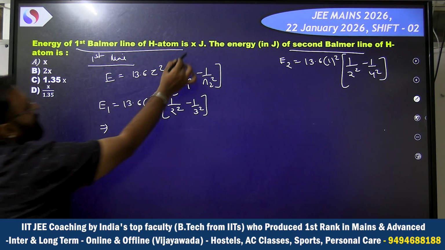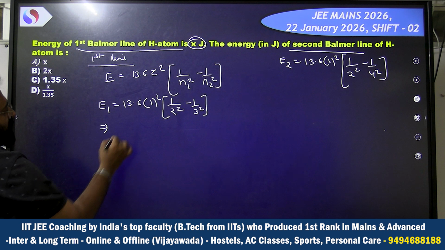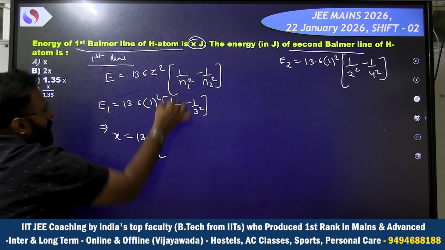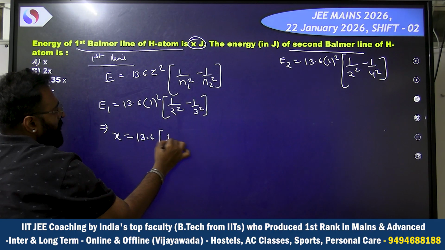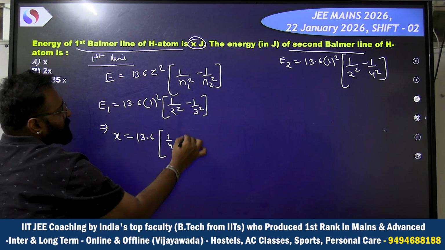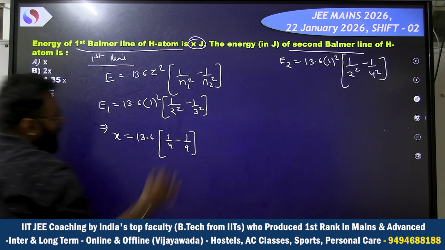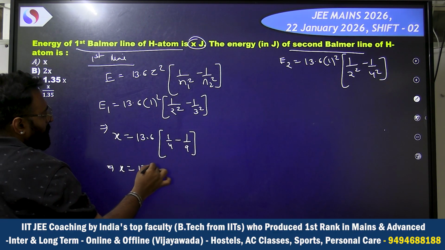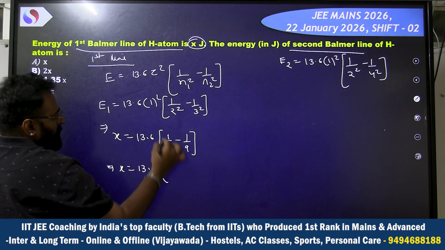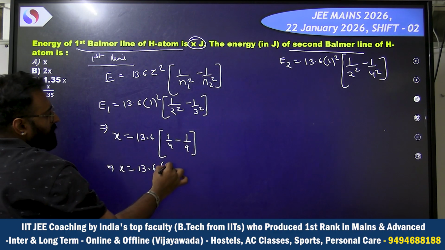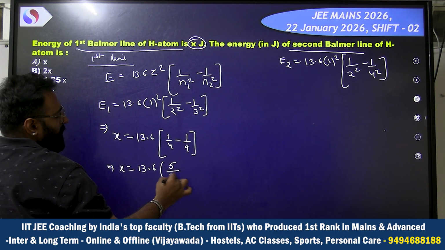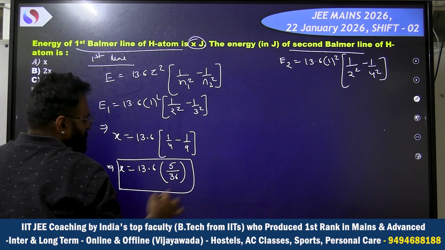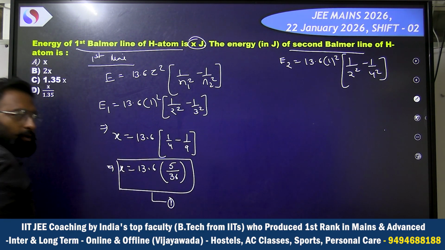The first line is given as X joule. So X is equal to 13.6 times (1 by 4 minus 1 by 9). So I can write this equation as X is equal to 13.6 times, this will be how much? 9 minus 4, 5 by 36. This becomes my equation number 1.